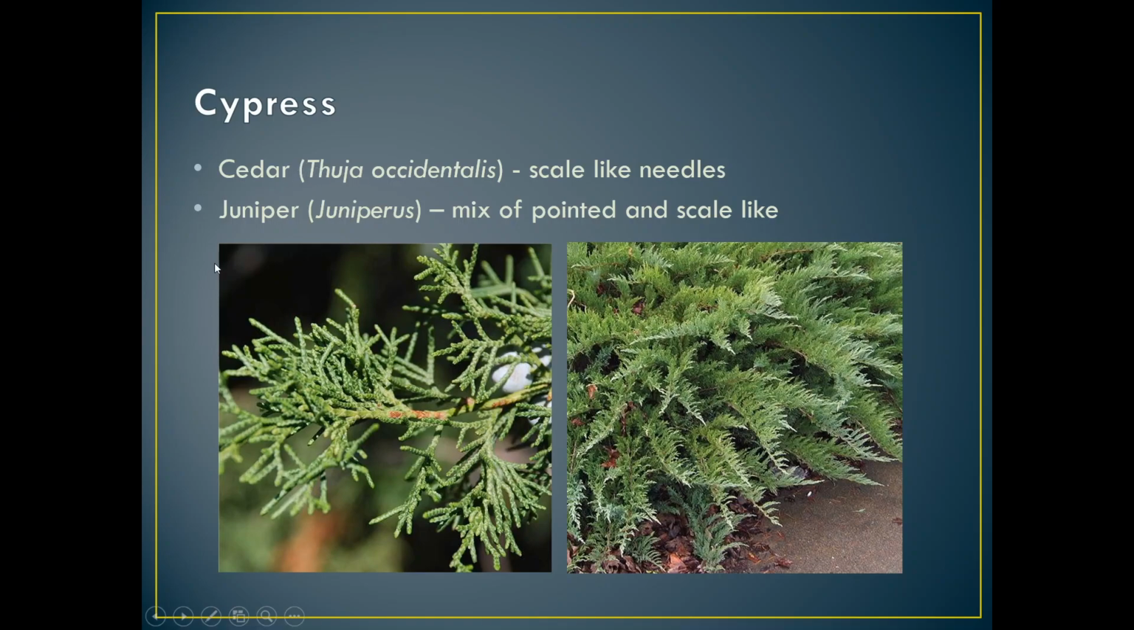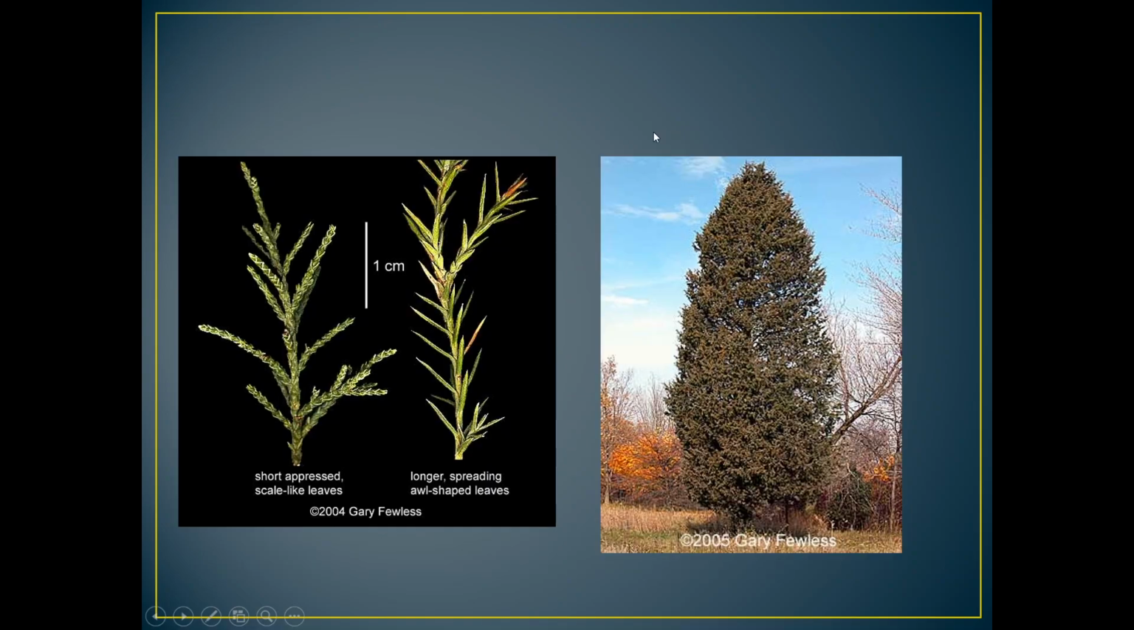But the way to tell the eastern white cedar apart from the junipers is that the eastern white cedar has these scale-like needles on the left here, whereas the junipers have a mix of scale-like and more pointed. So this is an eastern red cedar here, and you'll see the scale-like on the left as well as the pointed on the right. So one tree will have a combination of both these types of leaves.